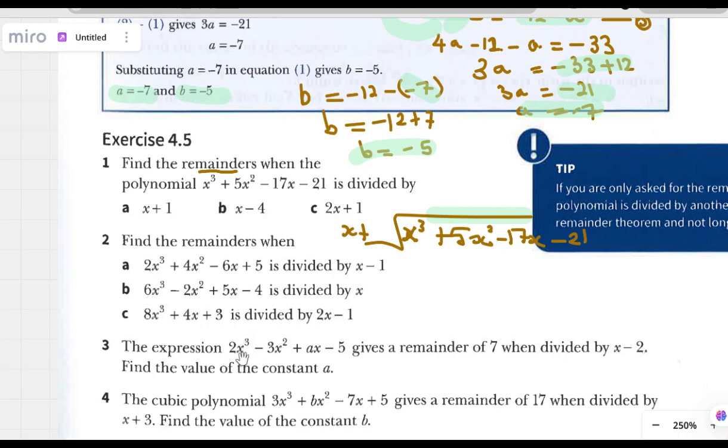Then this one is similar to the one we did in 4.5. They give you this polynomial, it gives a remainder of 7 when divided by this. Find the value of A. So you equate it to 7, by substituting into f of 2. This one is just one simple equation. Why? Because it's not A and B, and it's not two polynomials. You just substitute 2 into this one, you equate to 7, you find the value of A.